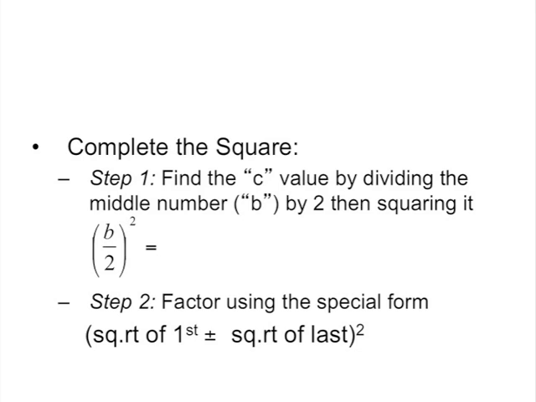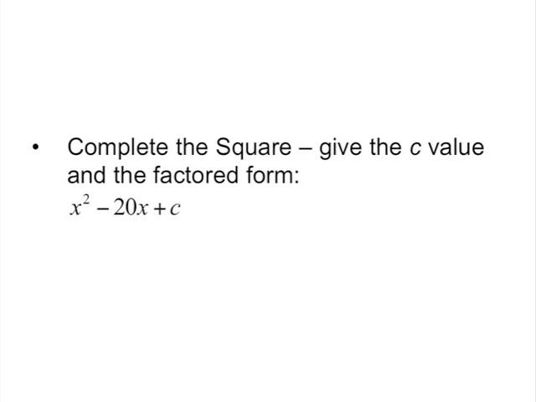By doing this, that will make our expression factorable to that special form that we talked about yesterday, where we take the square root of the first thing and the last thing, and that product is double the middle. So we will end the problems by factoring. So our first step is to find the c value that will make that possible.